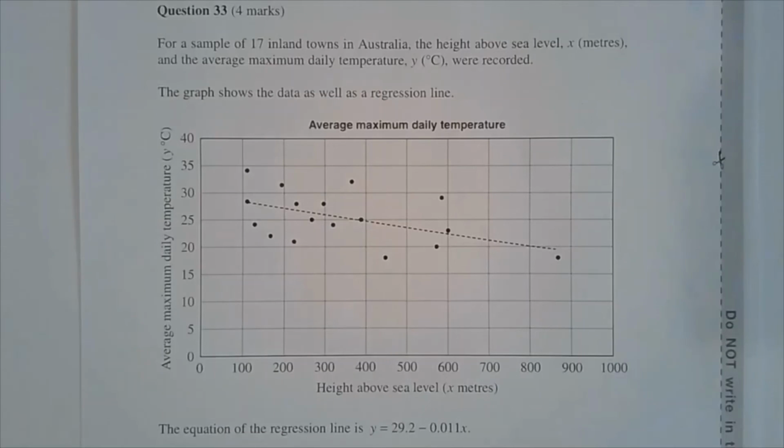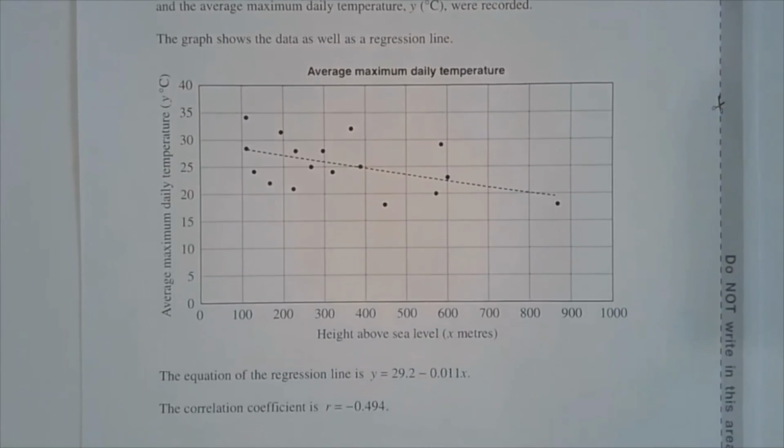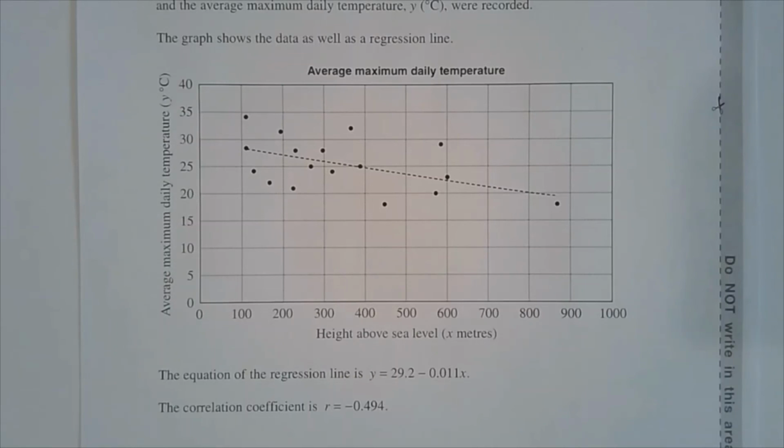Question 33. For a sample of 17 inland towns in Australia, the height above sea level, x meters, and the average maximum daily temperature, y degrees Celsius, were recorded. The graph shows the data as well as a regression line. The equation of the regression line is y equals 29.2 minus 0.011x. The correlation coefficient is r equals negative 0.494.